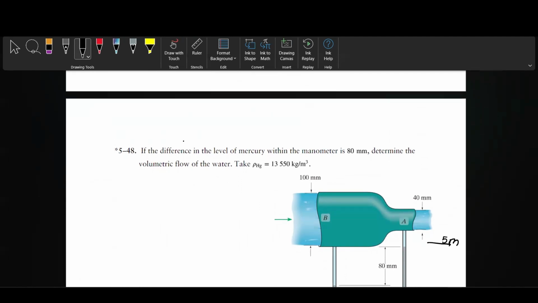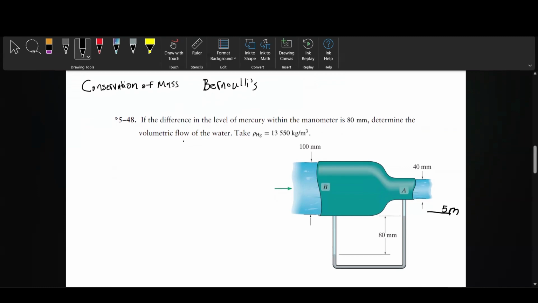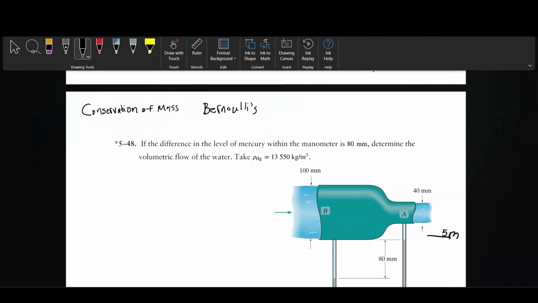We're going to have to use conservation of mass, conservation of energy, or if we simplify that, Bernoulli's. And then we have a manometer down here, so we're going to have to use the manometer equation. So let's take a look at this.